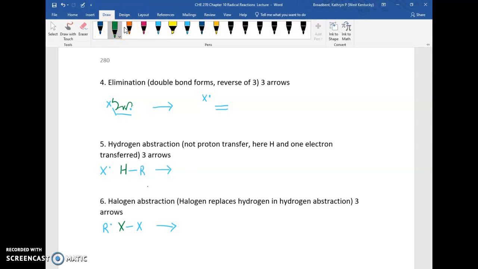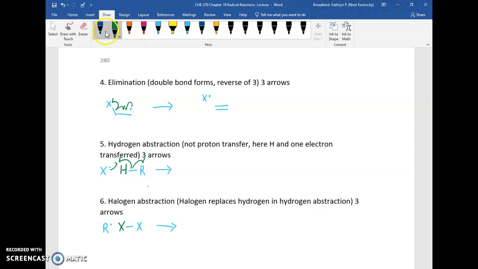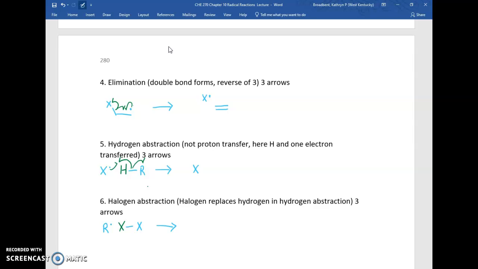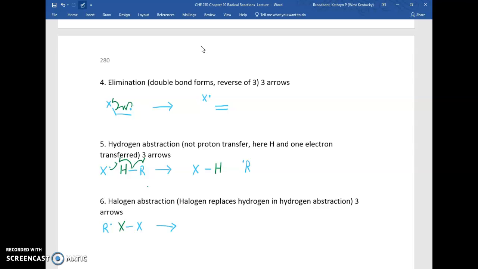Two more. We have a hydrogen abstraction, and what we have here is that initially the hydrogen is on the R group, and it's going to make a bond with the X. So the electrons from this pi bond, one is going to go this way, and the other is going to go that way. We'll draw it this way, it'll be easier. And the radical electron is going to combine with that to make a bond. We're going to end up with X bonded to the H and an R that's a free radical. I'm going to keep my colors constant. So all we've done here is transfer a hydrogen.